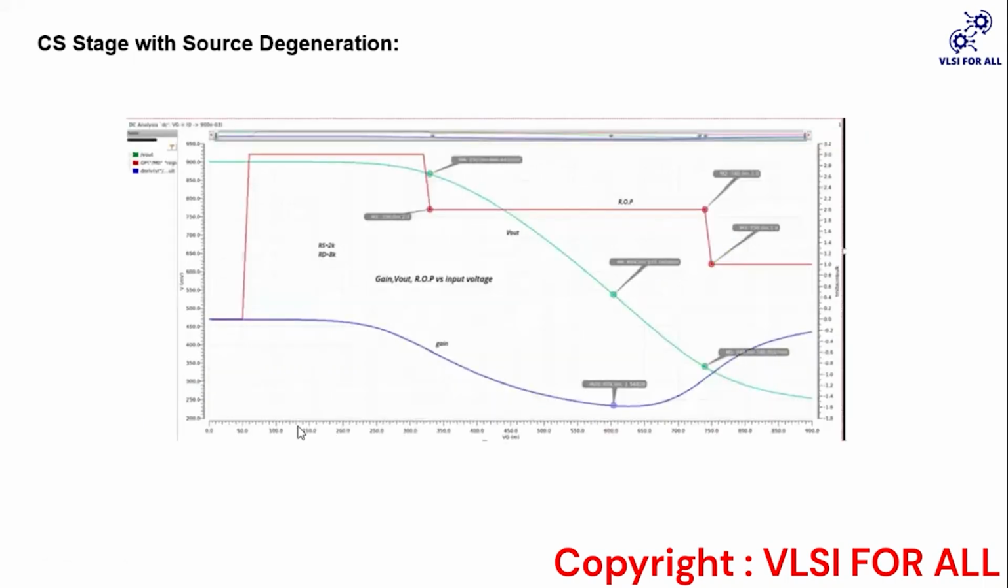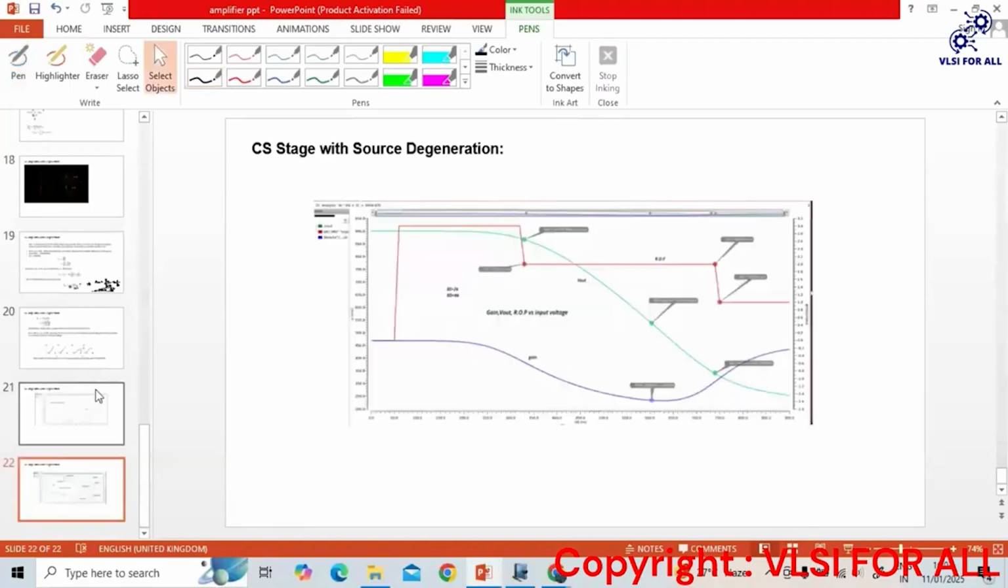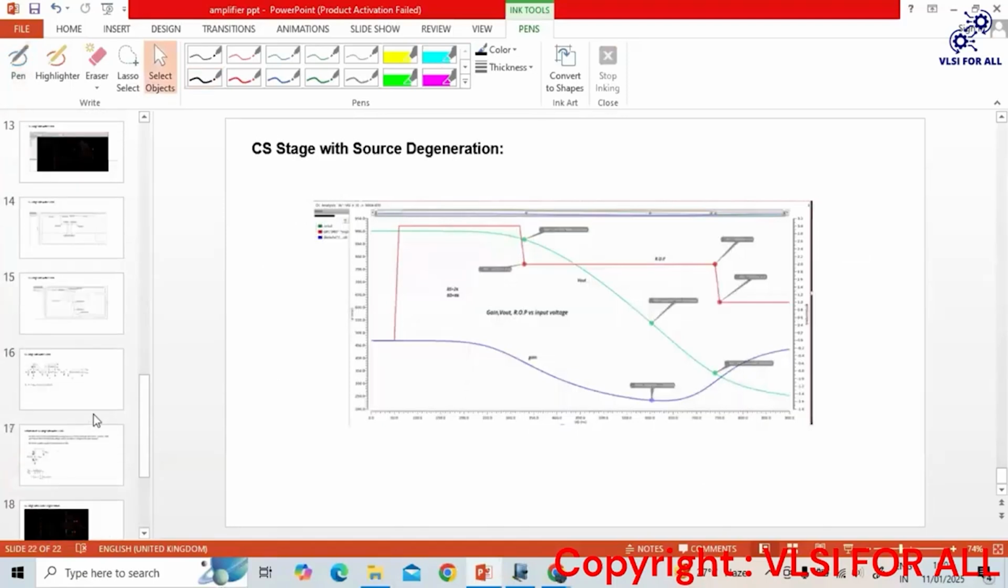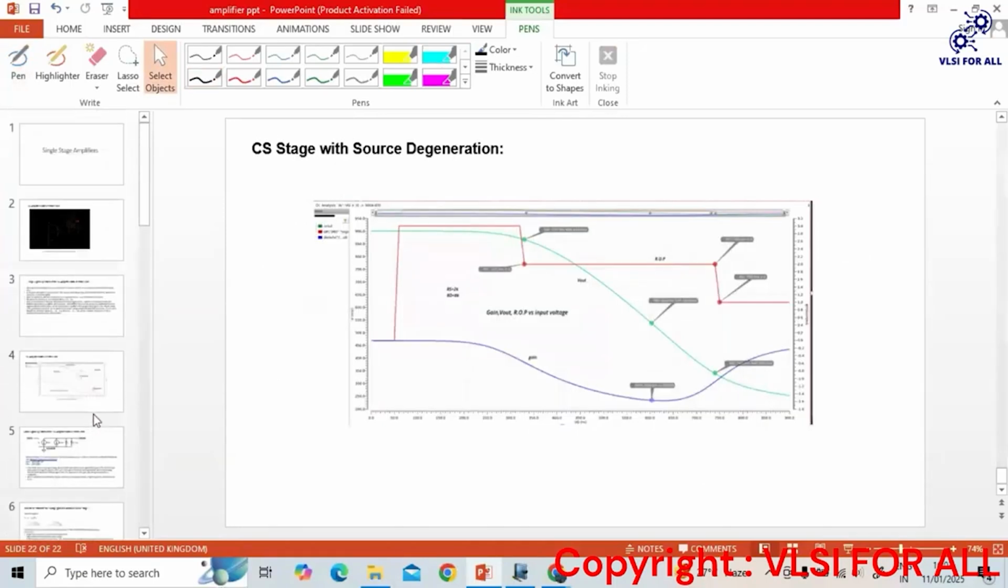And here we can see the region of operation of the NMOS: the NMOS is in the saturation region between 330 millivolts and 740 millivolts. So we can use this as an amplifier within this voltage range. And this is the input-output characteristics. As Vin is increasing, our Vout is decreasing, right? That's all. I think I have covered all the single stage common source amplifiers.